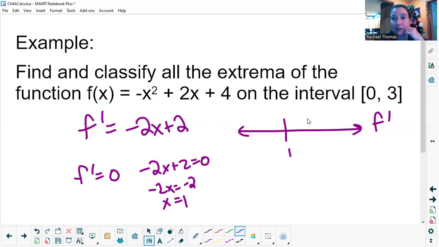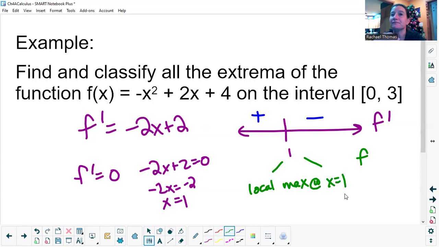If I plug in a number greater than 1 into f prime, I get a negative value. If I plug in a number less than 1, I get a positive value. So that tells me my function f goes from increasing to decreasing. So I know there's going to be a local max at x equals 1. Knowing what I know about quadratics, there's also going to be an absolute max at x equals 1, but I'm not going to jump to conclusions.